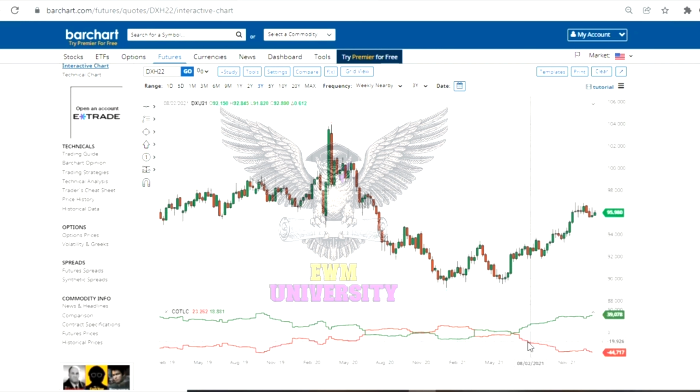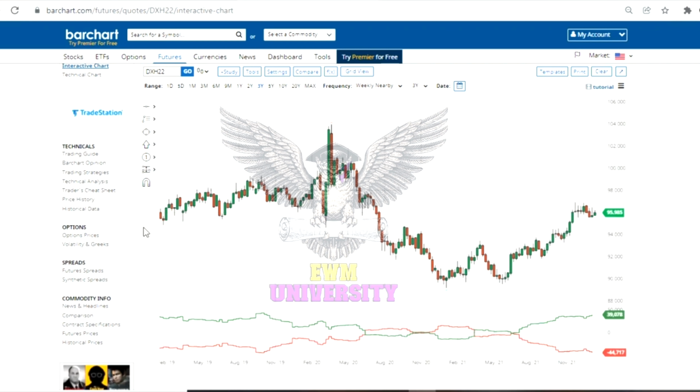So ideally, you can reasonably conclude that, okay, well, if we know that the commercials have the most influence in the market, then we should see price action in alignment with what is depicted here on the commitment of traders graph.